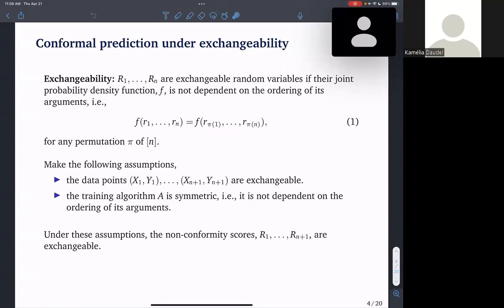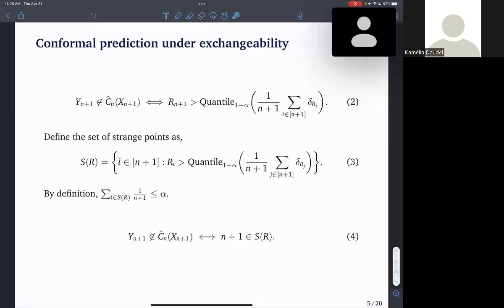The assumptions made under this algorithm are, first, that the data points 1 through n+1 are exchangeable. The second assumption is that your training algorithm A is symmetric. Similar to exchangeability, symmetric also means that it is not dependent on the ordering of its arguments. So no matter how you pass the arguments 1 through n+1, you'll end up learning the same model using this training algorithm. Under these assumptions, you can show that the non-conformity scores R_1 through R_{n+1} are exchangeable. And we'll use that property to show that you can bound the probability of an error occurring.